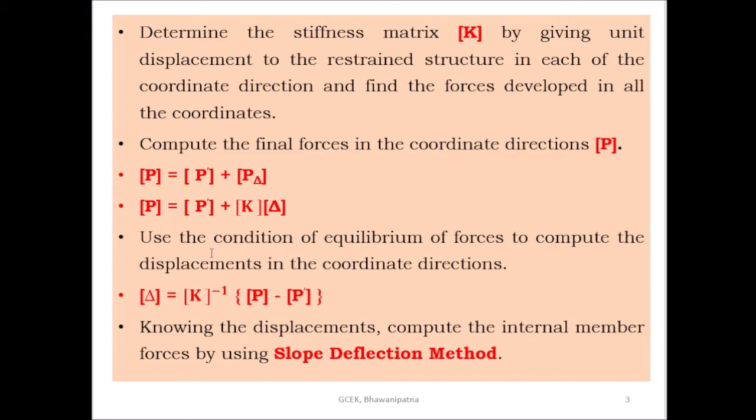Then use the condition of equilibrium of forces to compute the displacements in the coordinate directions. So delta is equal to K inverse into (P minus P dash). Then, after knowing the displacements, compute the internal member forces by using the slope deflection method.